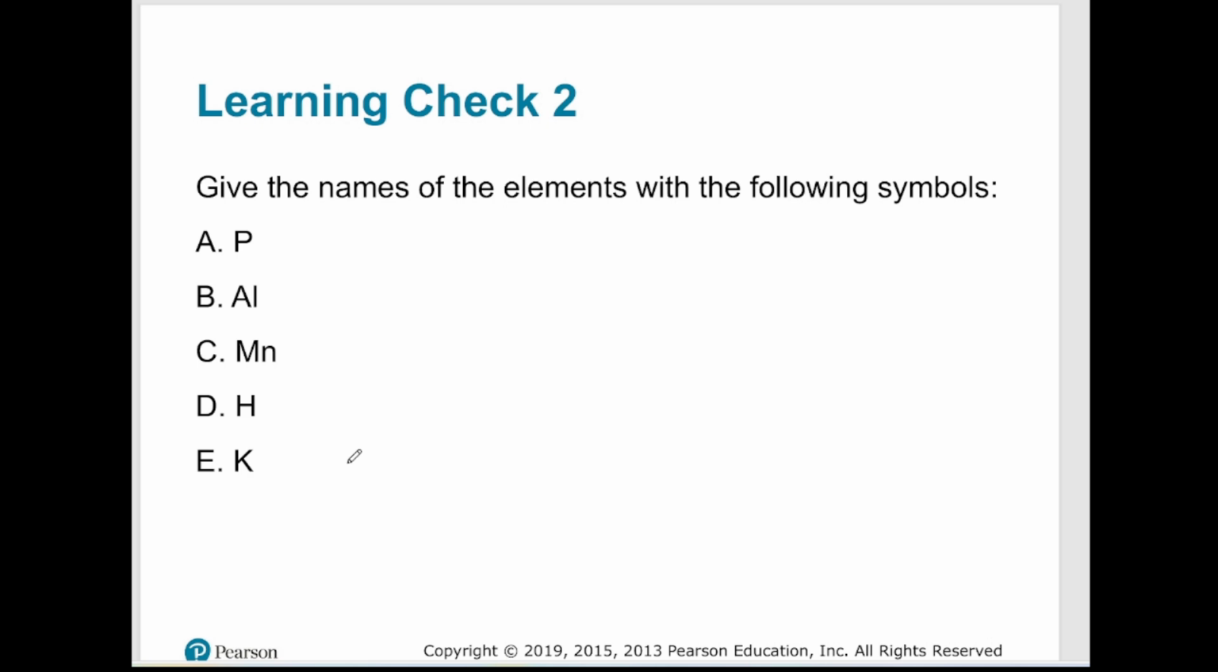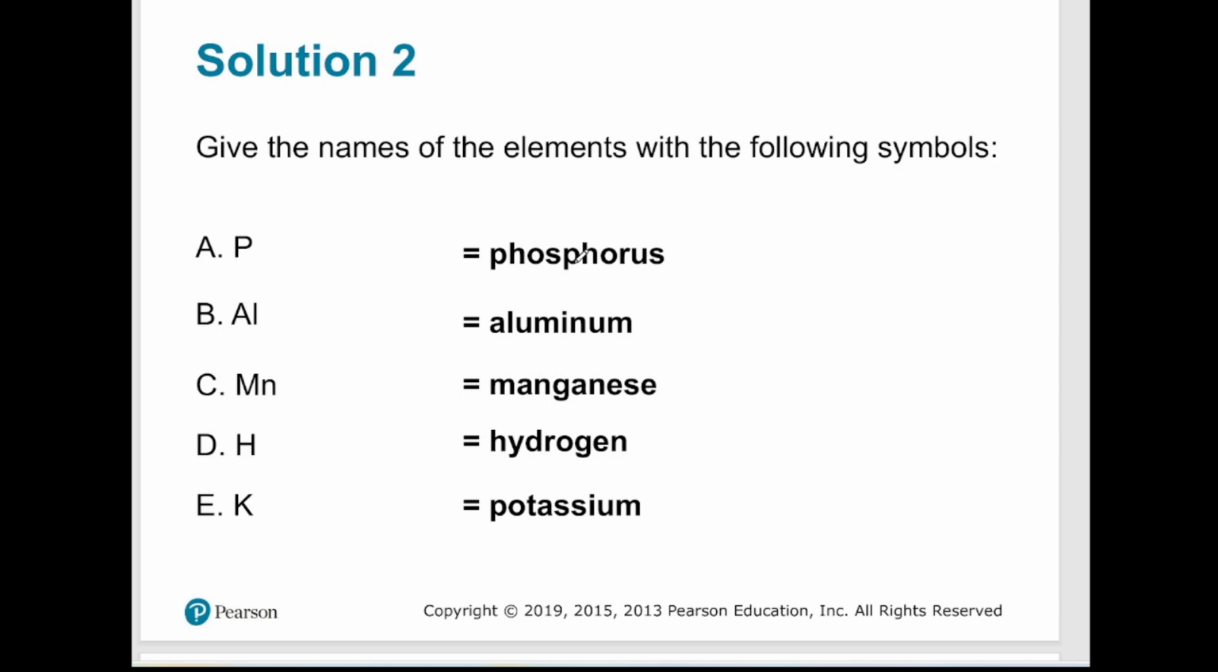Now let's give the names of the elements from these symbols: P, Al, Mn, H, and K. P stands for phosphorus, Al aluminum, Mn manganese, H hydrogen, K potassium.